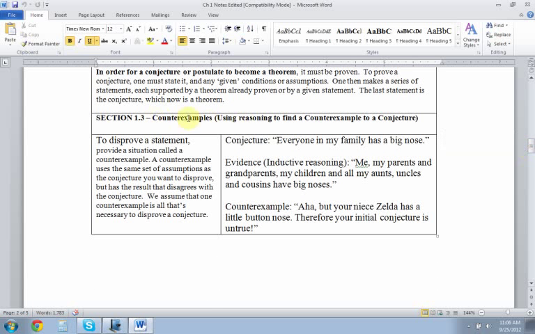Counterexamples, I think, are pretty self-explanatory. It's basically providing something that's a counterexample. Like, for instance, if a conjecture says everyone in my family has a big nose, the evidence is me, my parents, my grandparents, my children, and there's a whole bunch of people that have big noses. But the counterexample: my niece, Zelda, has a little nose. Therefore, the conjecture that everybody in my family has a big nose is false. And that's just based on one counterexample.